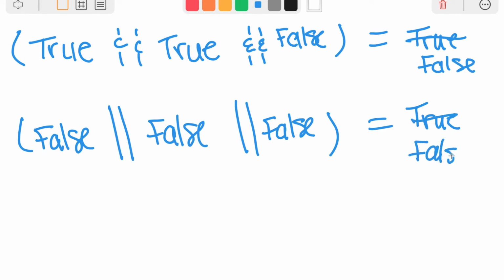So when you do or, they can all be true, or at least one has to be true. So I'm going to do a real example here. Let's just say we have some variables here: X equals 30, Y equals 40, Z equals 50.